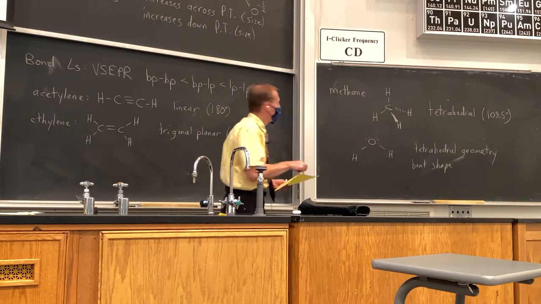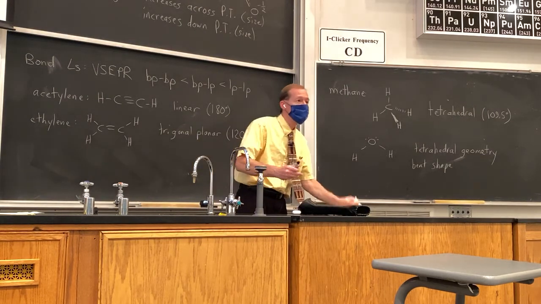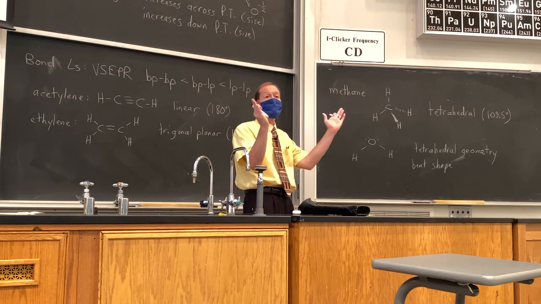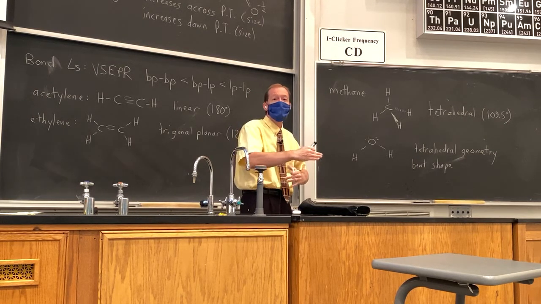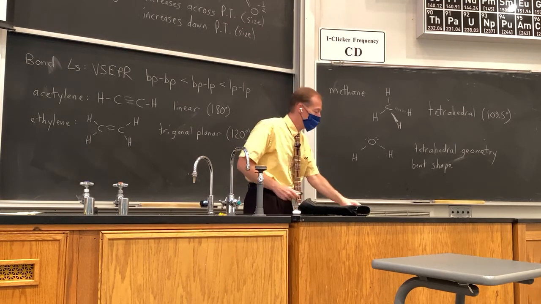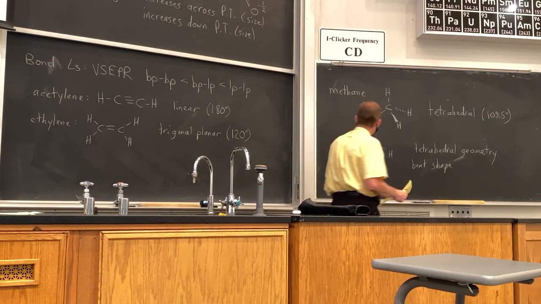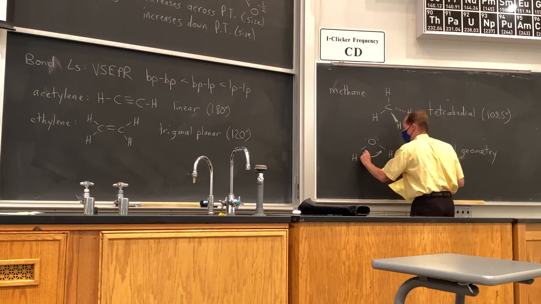You've got these lone pairs that repel each other more strongly. So that pushes those lone pairs further apart. And as a result, that squeezes those hydrogens a little closer together. And so that reduces the bond angle to a little bit less than 109.5.